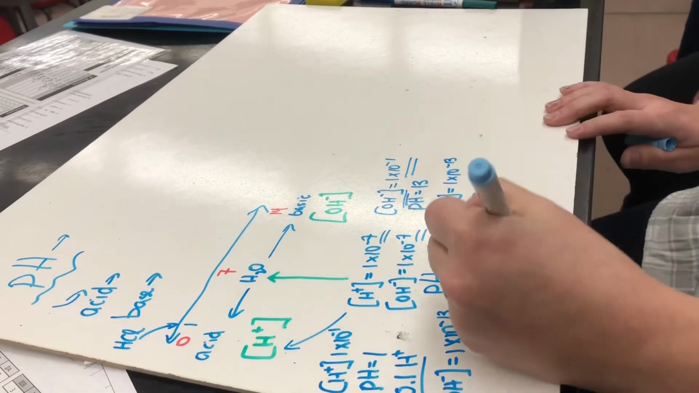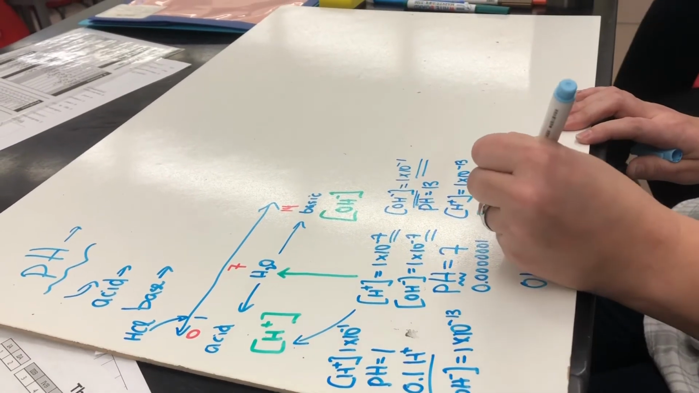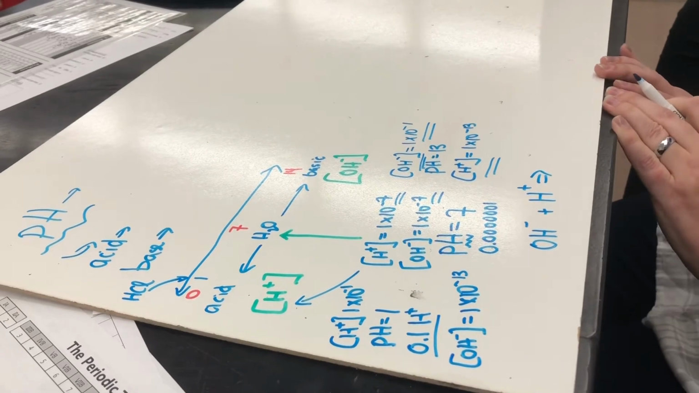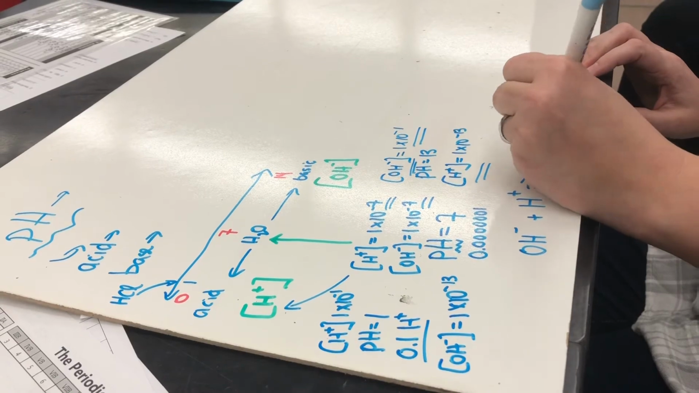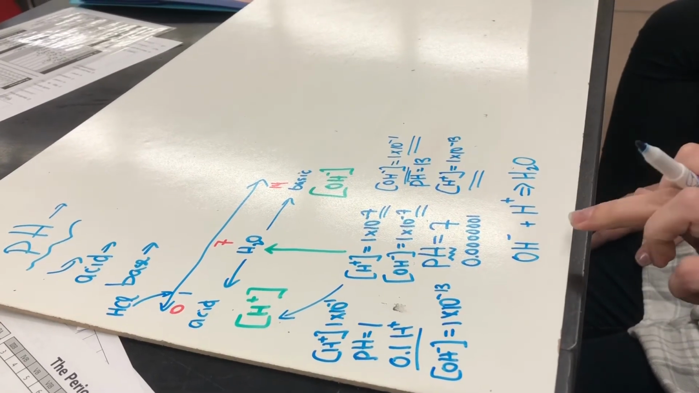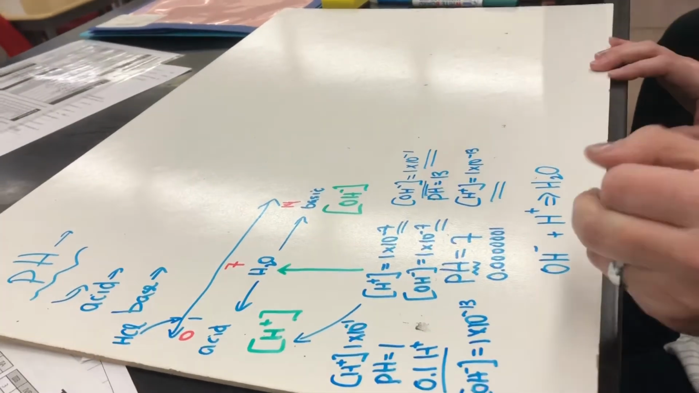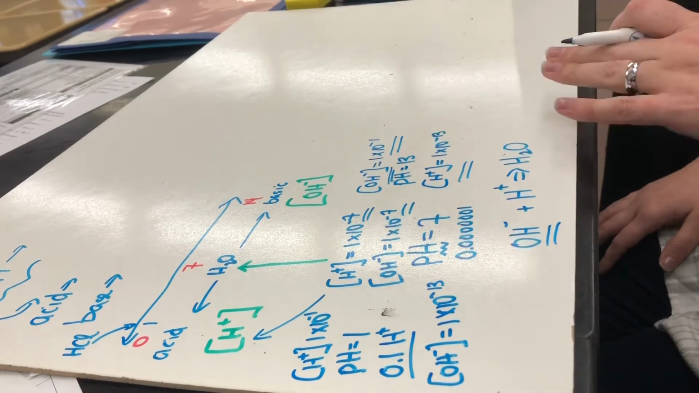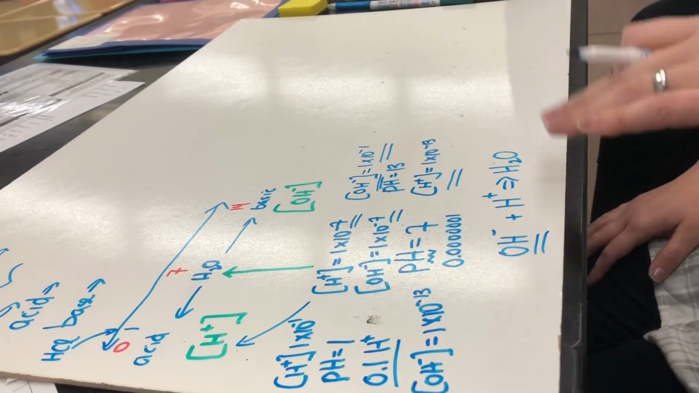And so what happens if you take hydroxide and hydrogen ions and you add them together? It makes water. Okay, so what we say about acids and bases is that anything that adds OH to the solution is going to make the solution more basic. Anything that adds hydrogen ions to the solution is going to make it more acidic.